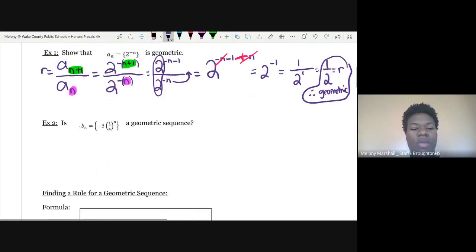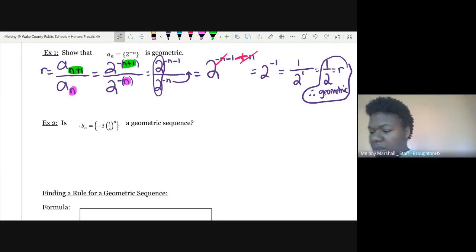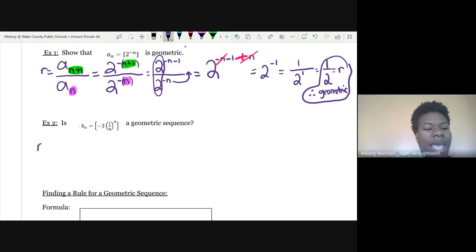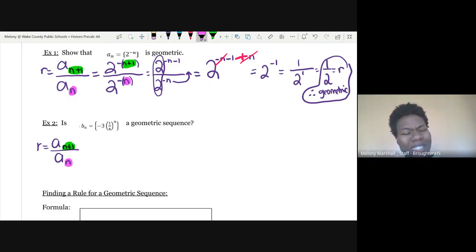Same situation. We want to show that this thing is indeed geometric. Okay, here we go. I feel like this would be a good time for you to pause and see if you can do it. Yes, pause, see what it is, but R equals, don't forget, A sub n plus 1 over A sub n. I'm just going to replace the n in my expression with n plus 1 and regular n. So at this time, go ahead and pause it and see if you can get the right answer. If not, I'm continuing.